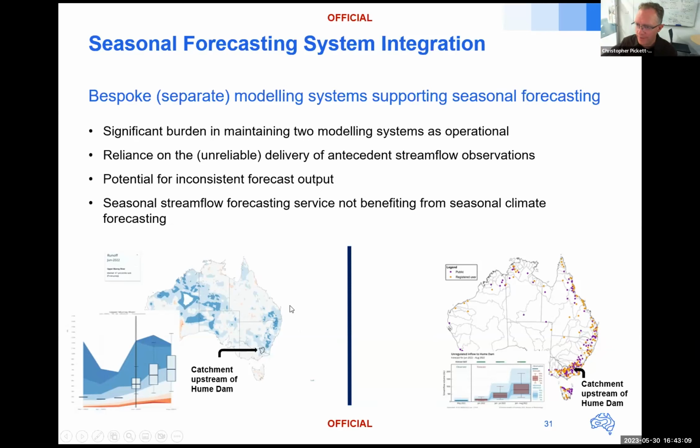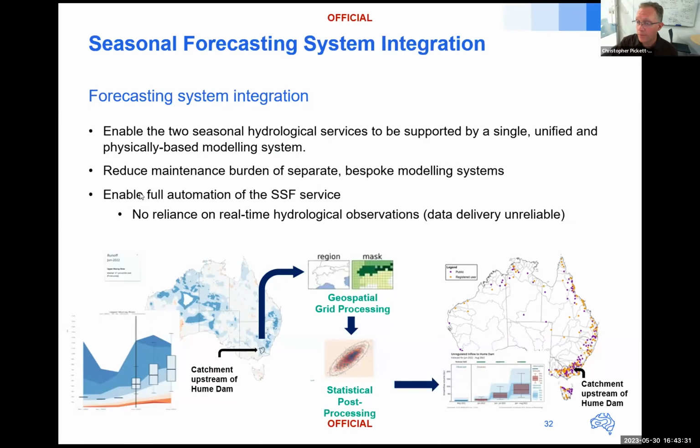Because these are separate, there is the potential for inconsistent forecast output because they are completely separate systems with separate inputs. And one thing is that the current seasonal forecasting service for streamflow is not taking the benefit from seasonal climate forecasting. So what we want to do is integrate these two services to enable them to be supported by a single physically based modeling system. This will reduce the maintenance burden of separate modeling systems and enable full automation of the forecasting service, and that relieves resources within the Bureau, which are quite strained.